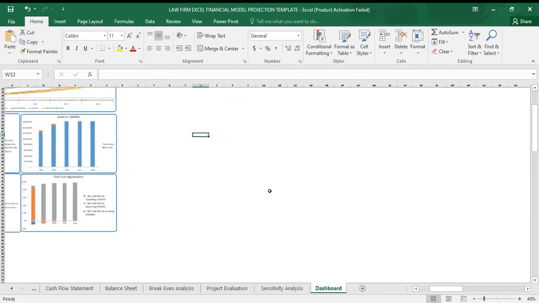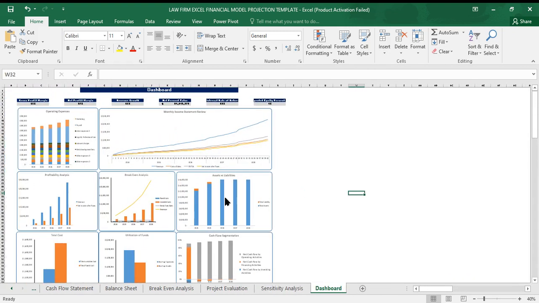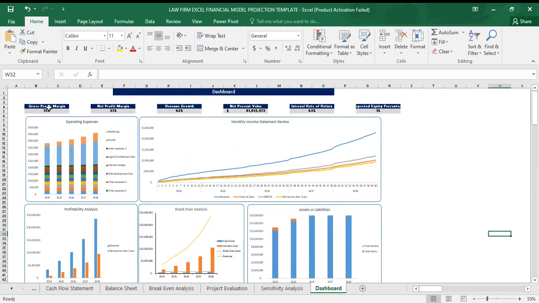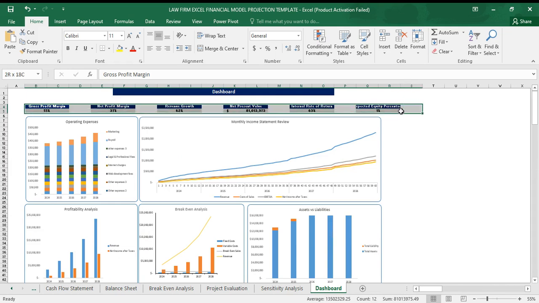The last is the dashboard. This is a graphical representation of all the financials we have included in the previous sheets. Also, we have included a scorecard to highlight the major financials of the business.